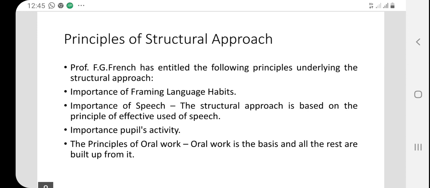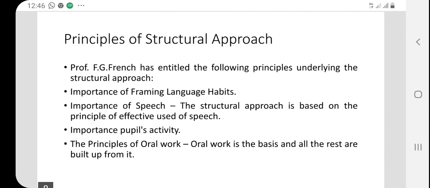Then we have Professor F.G. French's principles of the structural approach. Again, the same thing. These are the following principles. First of all, the importance of framing language habits. The students must be taught how to frame good habits about a language, how to develop good habits to learn it.